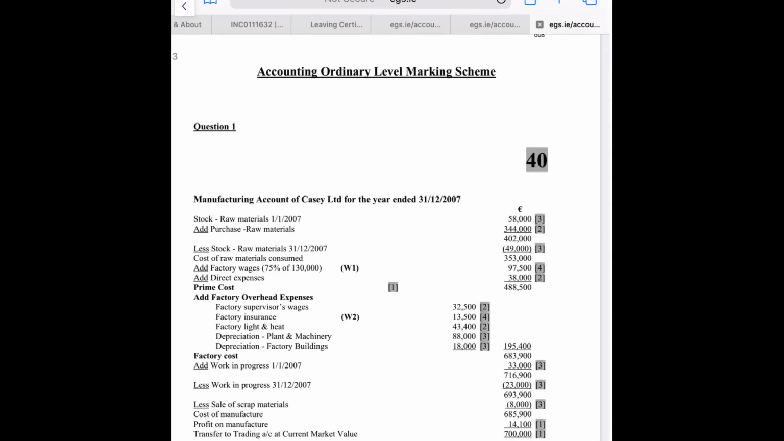So you need to, first of all, have your correct heading on it, manufacturing account of Casey Limited for the year ended 31st of the 12th, 2007. So it's year ended. So year ended is what you use for your manufacturing account and for your profit and loss account.